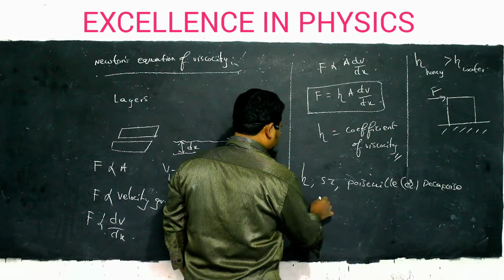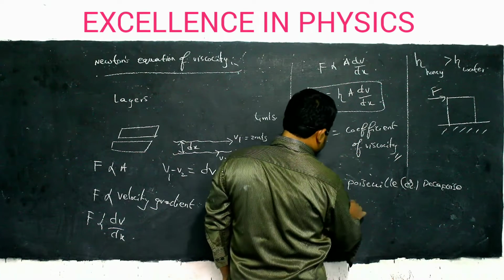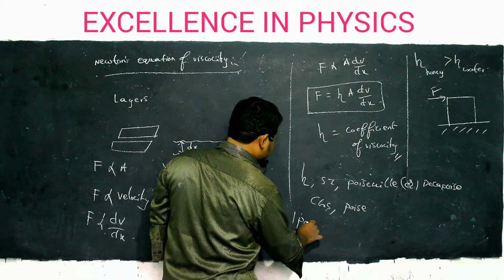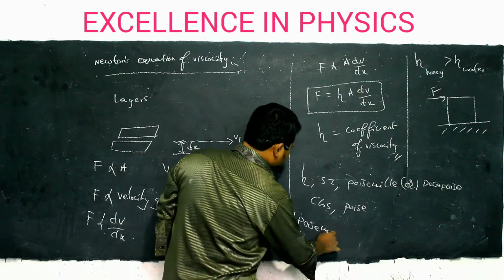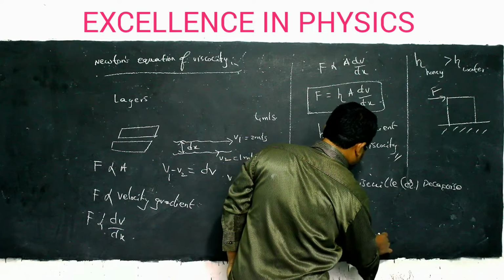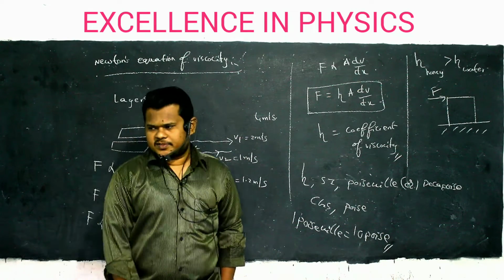Clear? In the CGS system, this coefficient of viscosity has the units of poise, and the relation between them is 1 poiseuille is equal to 10 poise. This is the unit of coefficient of viscosity. Clear?